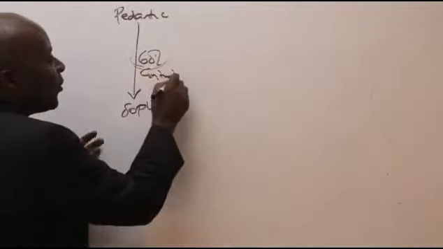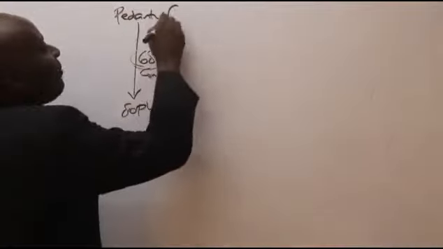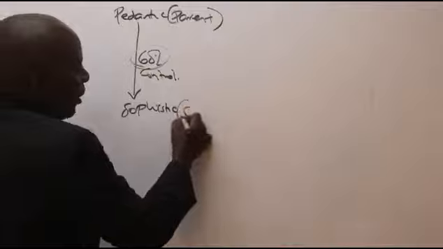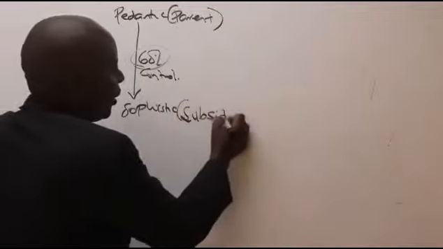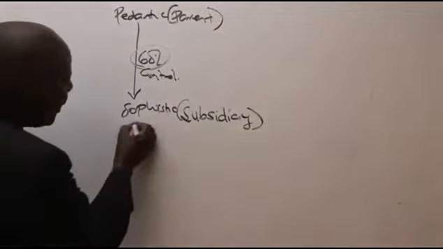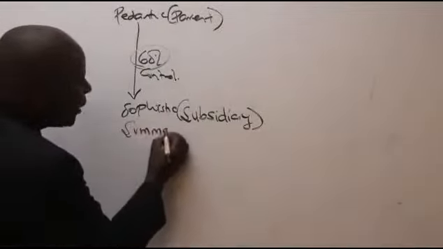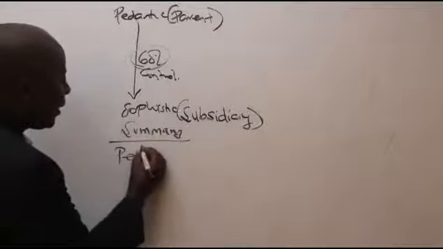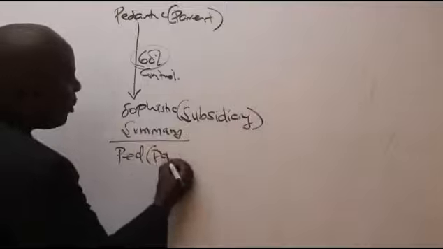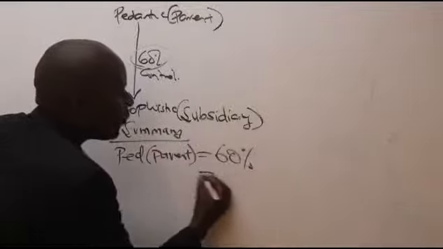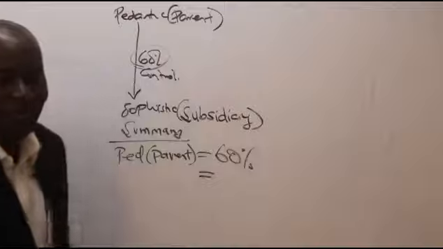That there is control. Pedantic will be called a parent company and Sophistic will be called a subsidiary. So in summary, in my group structure, we have Pedantic, who now is the parent, who owns 60%. And then, of course, we have the other percentage being owned by someone else.